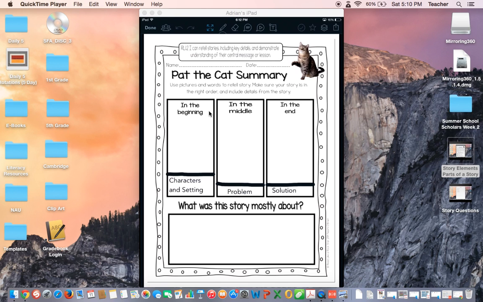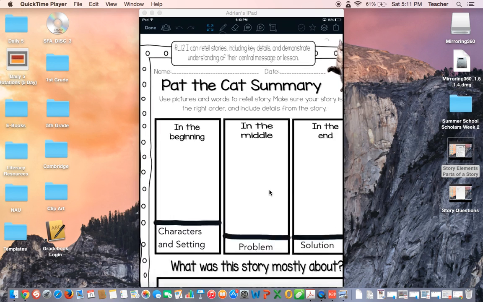We have three boxes. We have a box that says in the beginning, a box that says in the middle, and a box that says in the end. This helps us look at the three important parts of the story. In each box, there's also a story element that we need to write about. In the beginning, good writers usually talk about the characters and the setting of their story. In the middle, good writers like to talk about the problem. And at the end, good writers like to talk about the solution, how the problem was fixed.